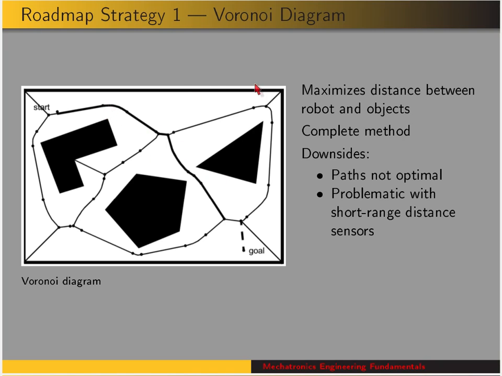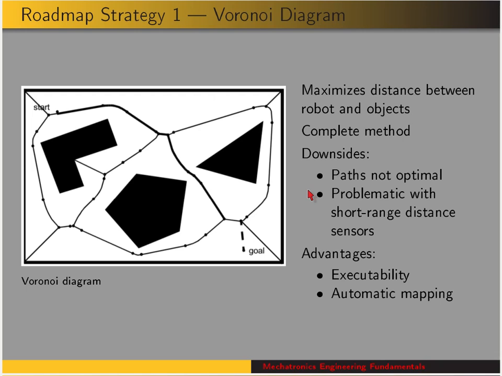So when we're navigating a path that's generated by a Voronoi diagram, a problem is that we try to stay as far away as possible from the objects. And so if our range sensors are sort of short range, then we can be out of range of the objects and thus lose the fidelity of our position estimate. So that's just one downside to the Voronoi diagram method.